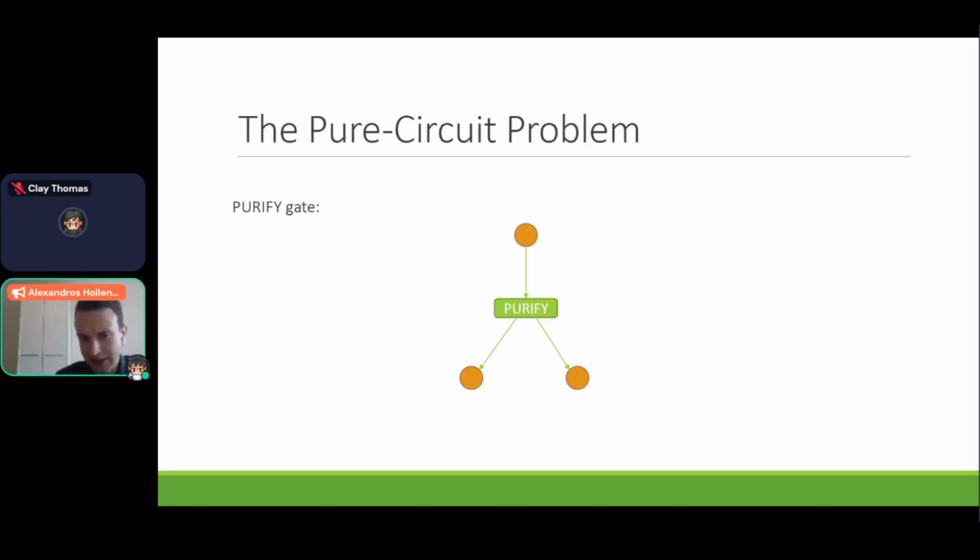And what does it do? If you give it a pure bit as input, it does something very normal. If you give it 0 as input, it's just going to output 2 zeros. So it just creates two copies of the input, essentially. If you give it a 1 as input, it does the same thing, just creates two copies of the input 1.